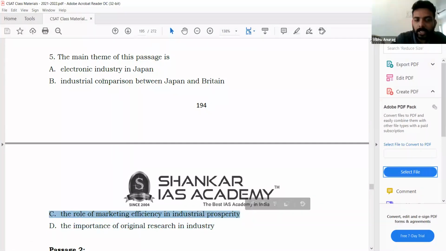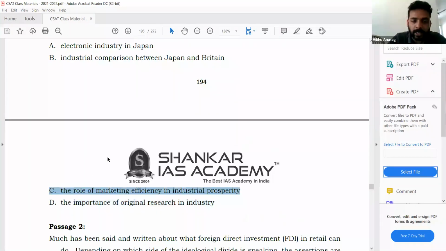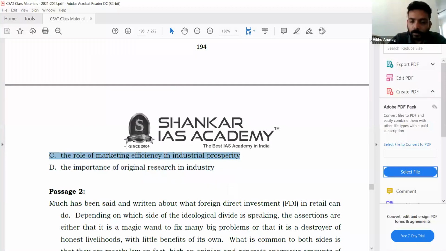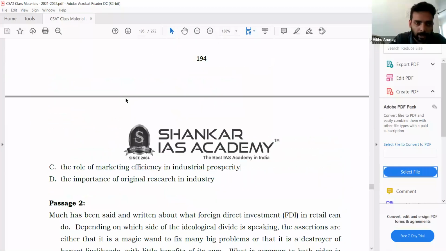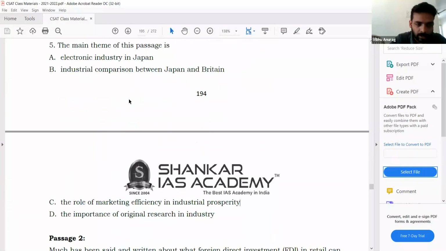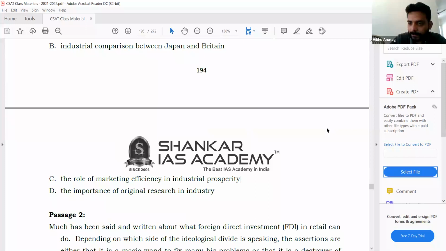This is not an industrial comparison, which would mean they compare the industries of Japan and Britain. That's not the case here. They're explaining how marketing is important to become prosperous. So C, using Japan as an example. I hope it's clear to everyone. And C is your answer. Okay, question 5, C is your answer.